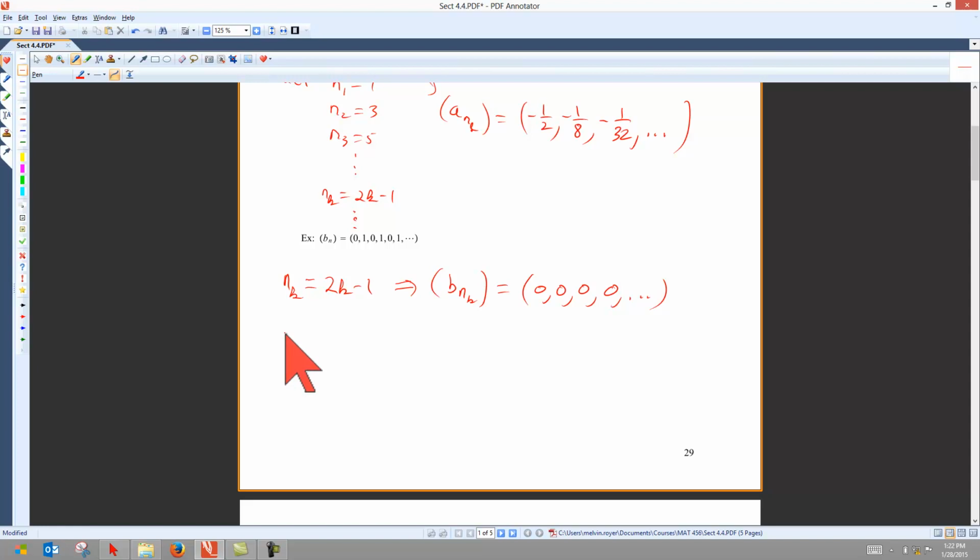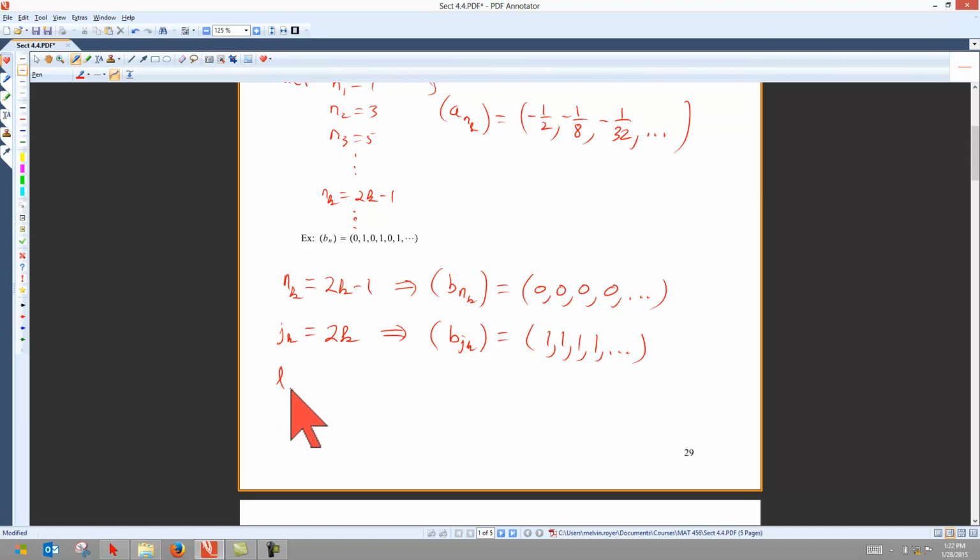Or completely independently, I could have done, say, j sub k, another sequence of indices, to be 2 times k. And then a subsequence of b sub n is b sub j sub k, which is picking off the even terms, even indices. So the second, the fourth, the sixth, and so on. That's just 1, 1, 1, 1, and so on.